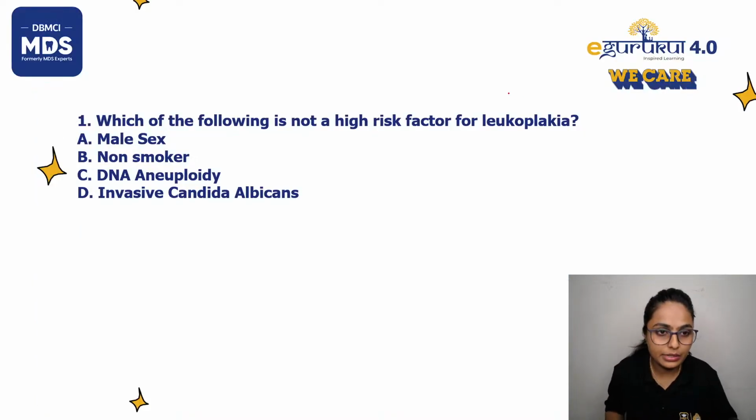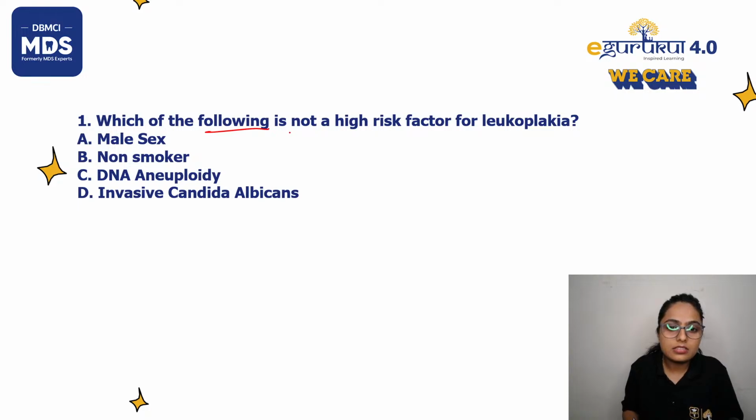All right. So first MCQ is, which of the following is not a high risk factor for leukoplakia? Now, to solve OMR MCQs, all right, we'll underline the keywords, okay, and based on those keywords, we'll find out the answer. All right. So first is, which of the following is not a high risk factor for leukoplakia? So we'll underline this not, okay, not a high risk factor. So options are, first, A, male sex, B, non-smoker, C, DNA aneuploidy, and D, invasive Candida albicans.